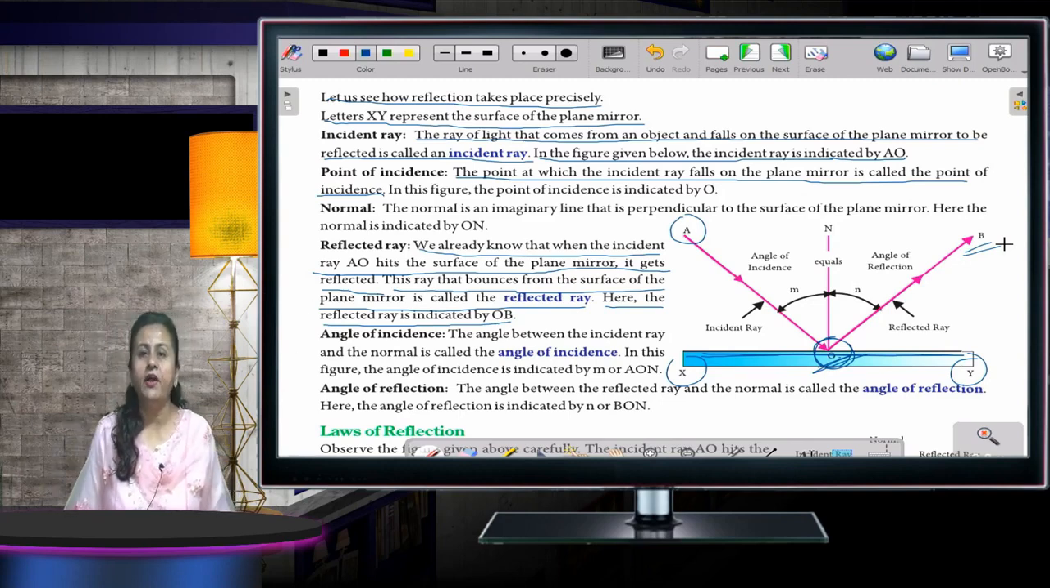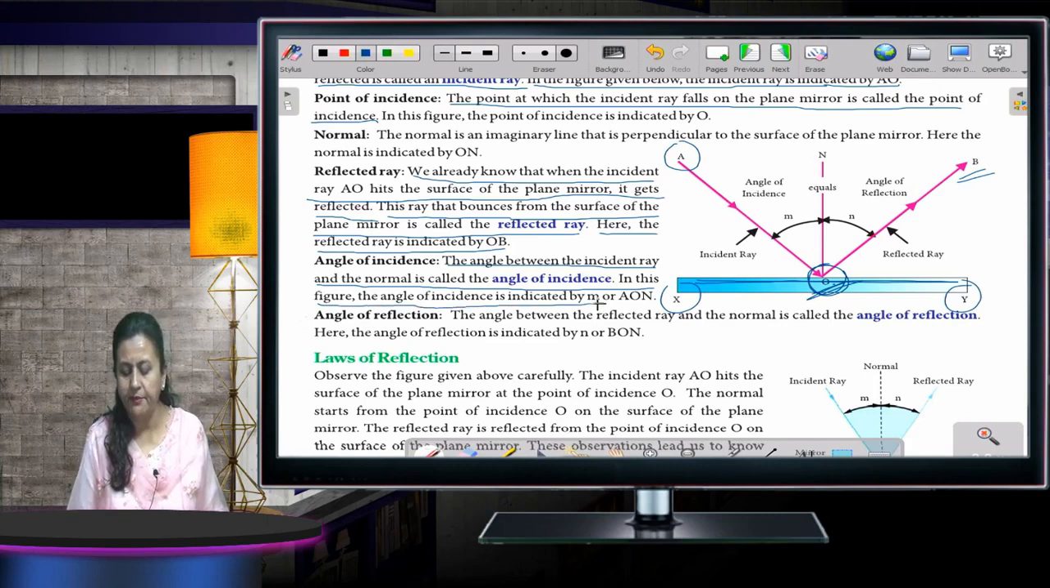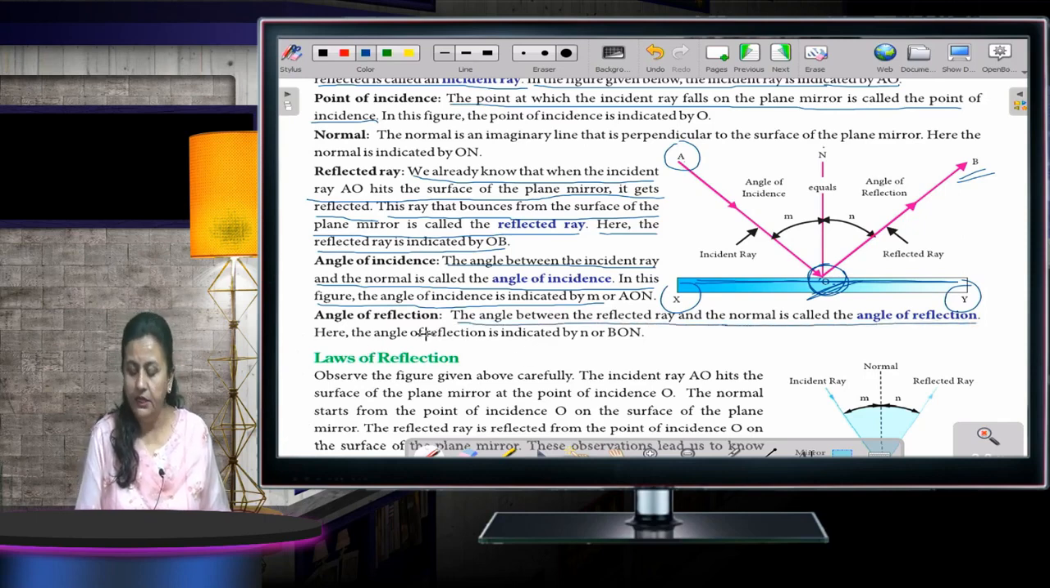Now we'll talk of angle of incidence. The angle between the incident ray and the normal is called the angle of incidence. In this figure, the angle of incidence is indicated by angle AON. This is the angle of incidence. Then the angle of reflection is the angle between the reflected ray and the normal ray. Here, the angle of reflection is denoted by angle BON. Fine, children?